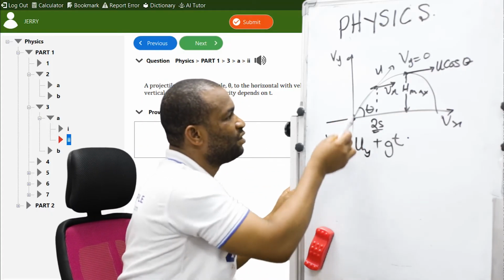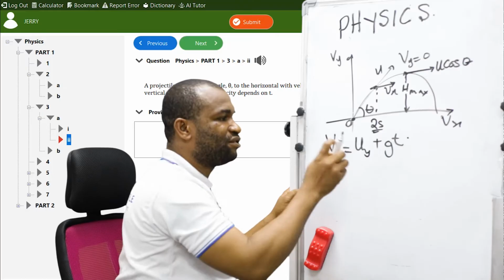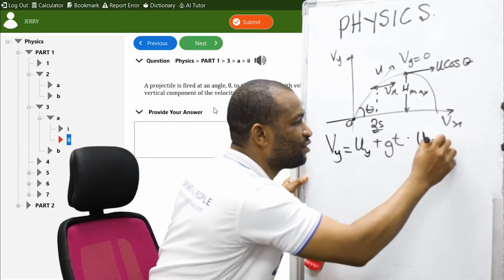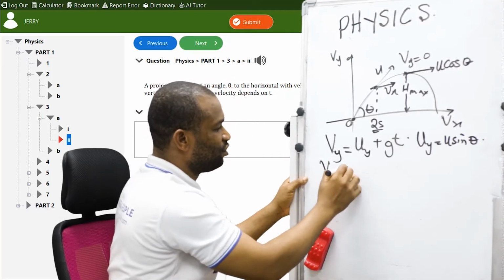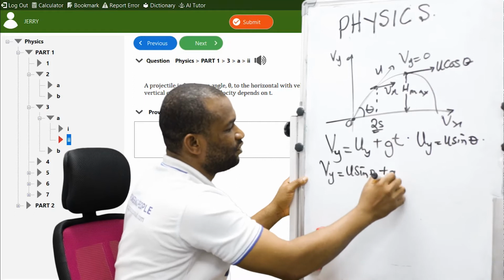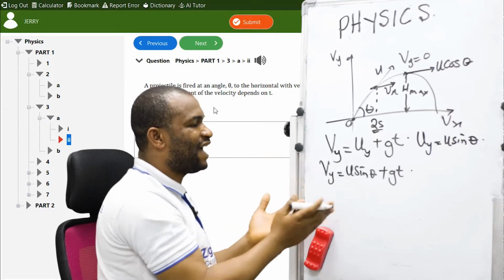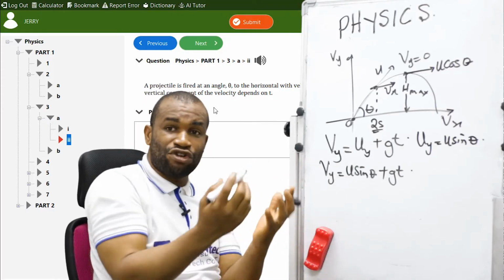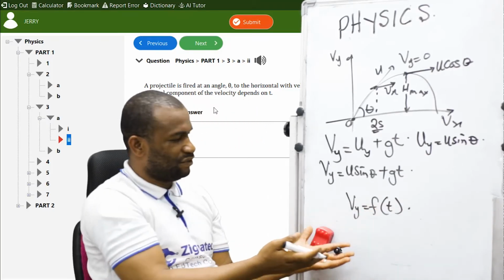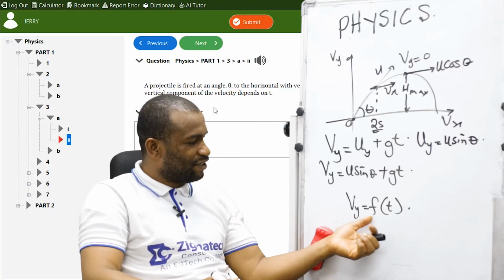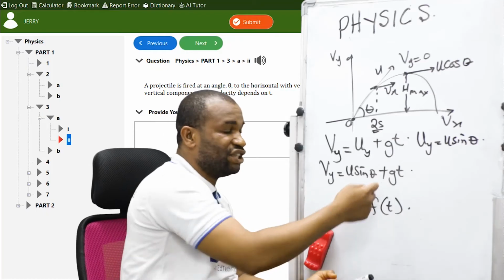At this point, what do I do? I'm going to resolve this u into the vertical component. Resolving to the vertical component, you are using sine. So I'm using uy is equal to u sine theta. So in this case, I'm going to say Vy is equal to u sine theta plus gt. Now, this is the formula for the vertical component of the projectile. At any time means people say Vy is a function of time. If I'm going into calculus, this is a function of time.